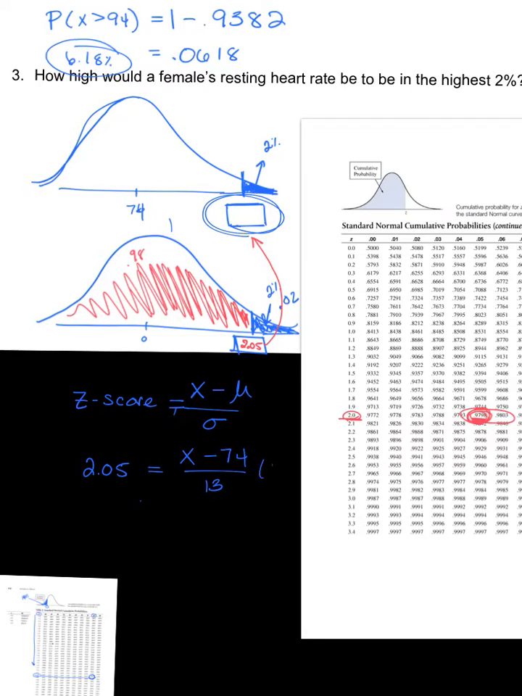We're going to multiply both sides by 13. And we get 26.65 is equal to x minus 74. Add 74 to both sides, and we get 100.65 beats per minute. Or if we were asked to round, we might round up to 101 beats per minute.